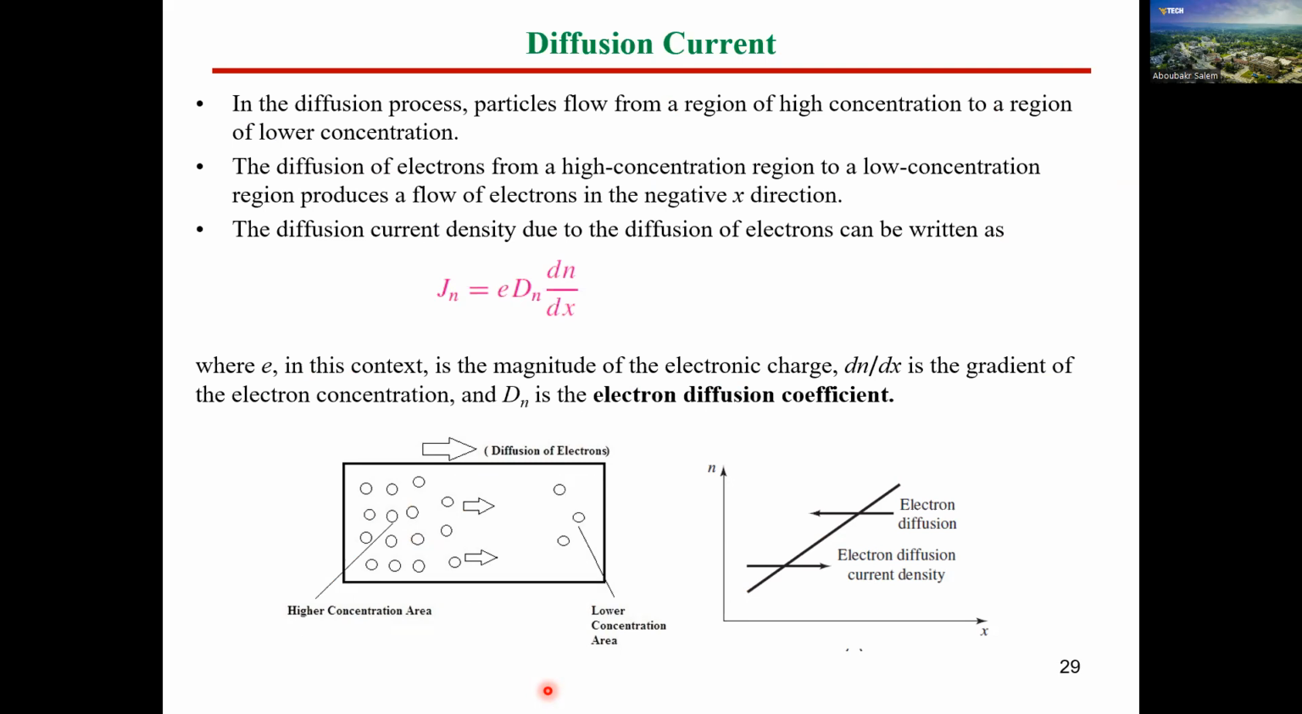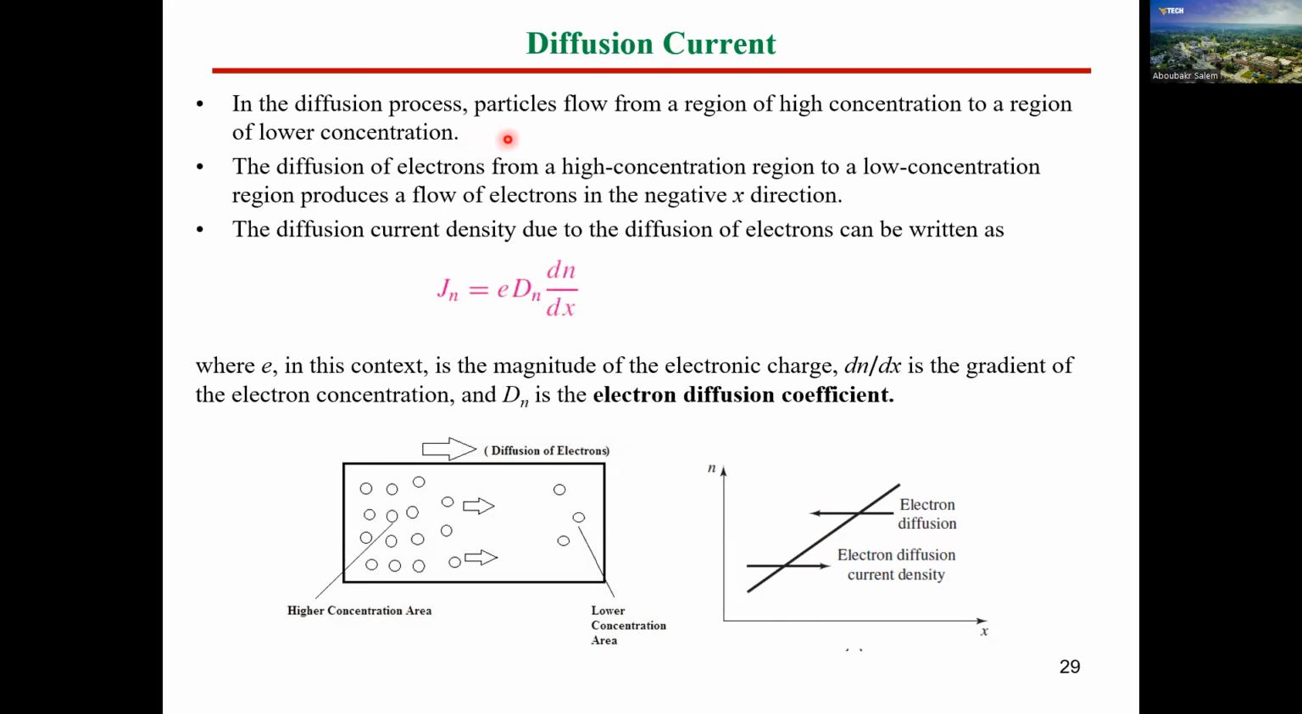The other part of current. So we mentioned, guys, that we have two different parts of current. One part depends on the electric field applied, and the other part is called diffusion current, and this depends on the concentration, or the difference in concentration, in a semiconductor material. So in the diffusion process, particles flow from a region of high concentration to a region of low concentration. So this is the nature of the semiconductor material.